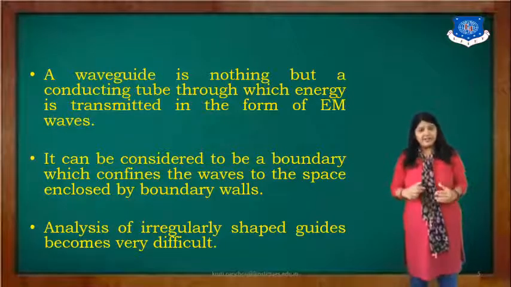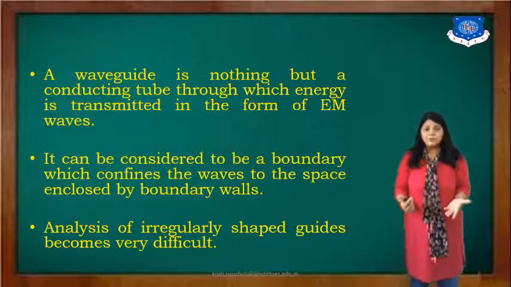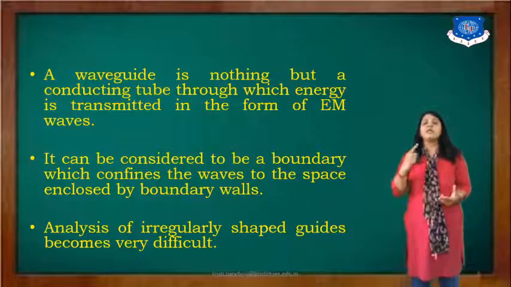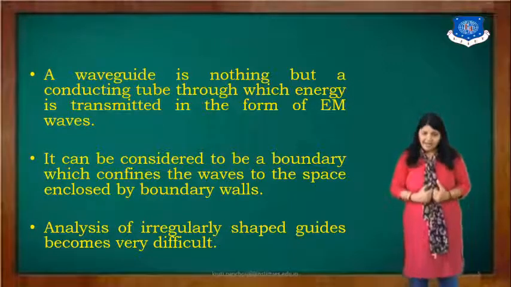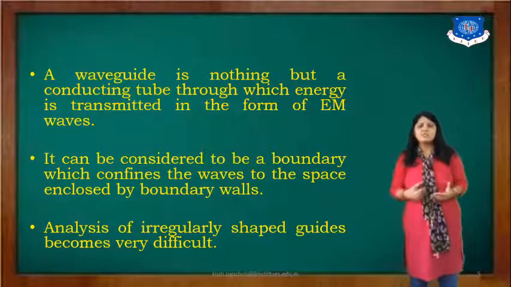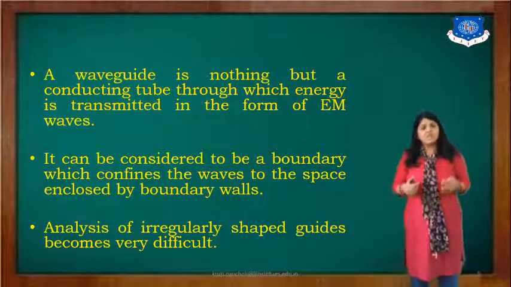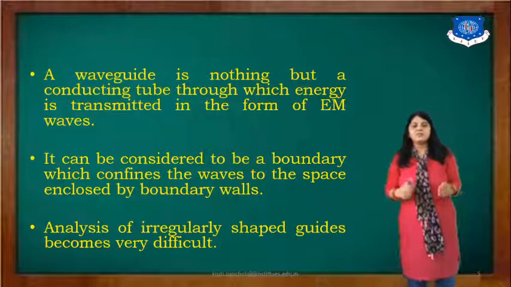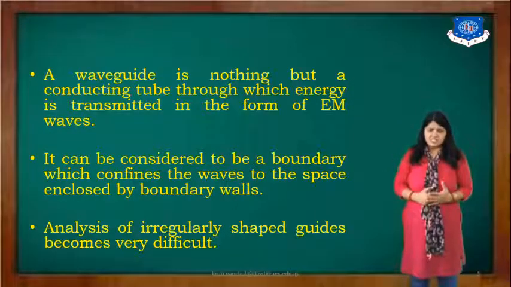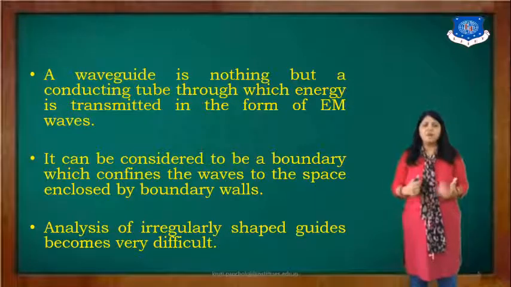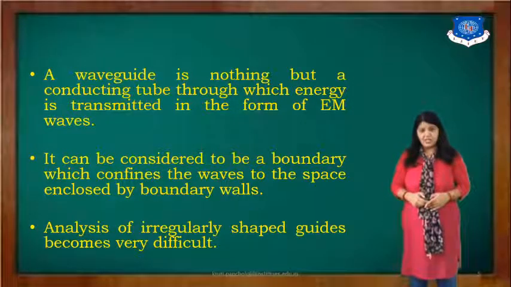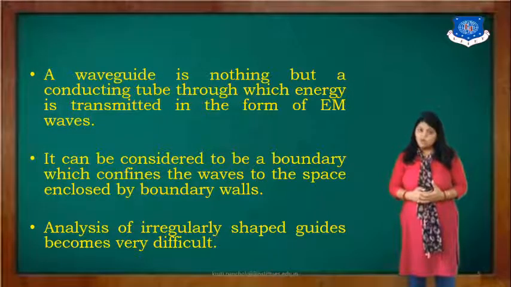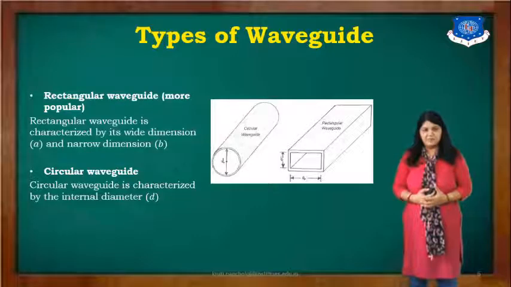A waveguide is nothing but a conducting tube through which the energy is transmitted in the form of EM waves, electromagnetic waves. It can be considered to be a boundary which confines the waves to the space enclosed by the boundary walls. The analysis of irregularly shaped waveguides becomes difficult. How can we say how the signals are transmitted, and what amount of the signal is transmitted?